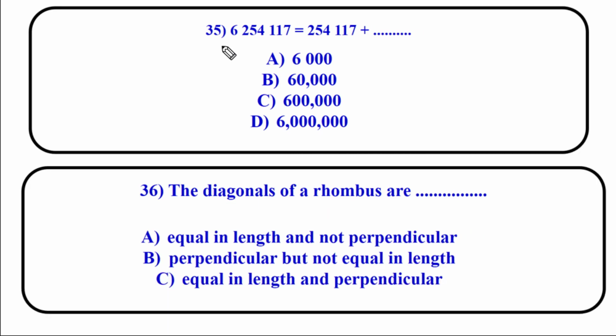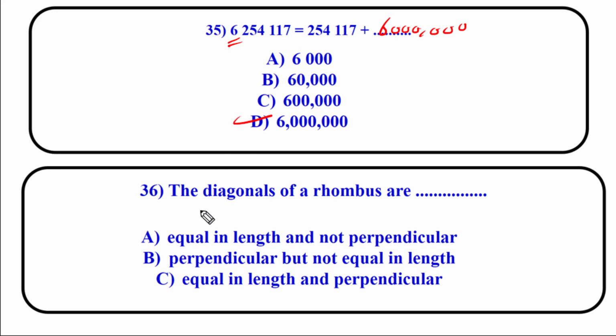Number 35, 6,254,117 minus something equals 254,117, what, guys? We can find the missing number here mentally. We have here what, guys? 6 million. So the missing number is 6 million. Don't forget. So the correct answer here is D. We can find it mentally.